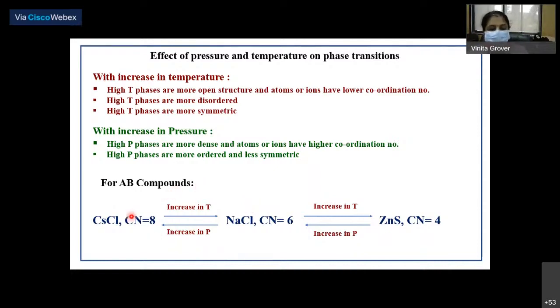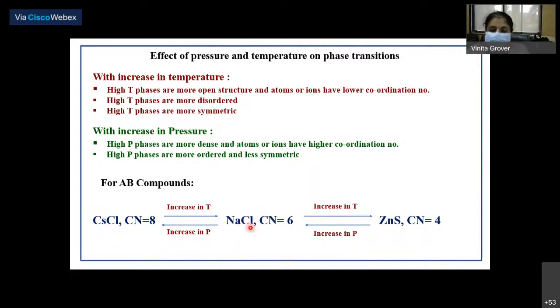Okay. Now let's take an example. We just talked about the rock salt and CsCl structures. In CsCl, the coordination number of the chlorine is 8. In rock salt, it is 6. That means this transition from higher coordination to lower coordination should be brought about by increase in temperature. Or vice versa, if I apply high pressure on the rock salt structure, there will be an increase in its coordination number, and you will go to the CsCl structure.